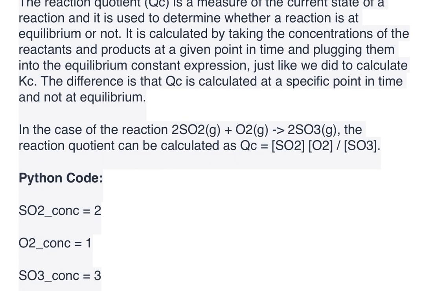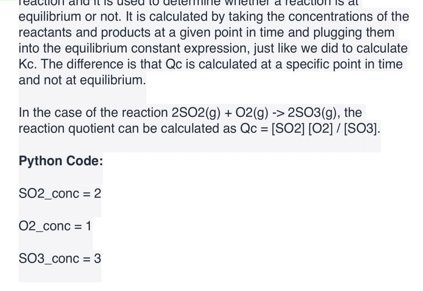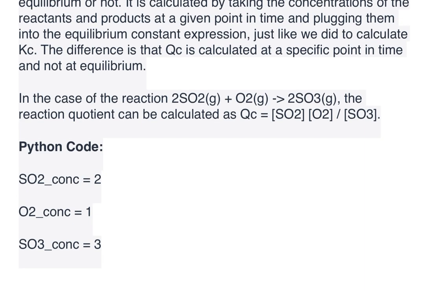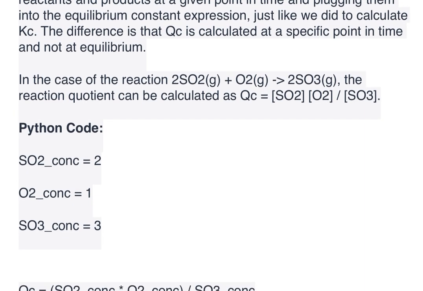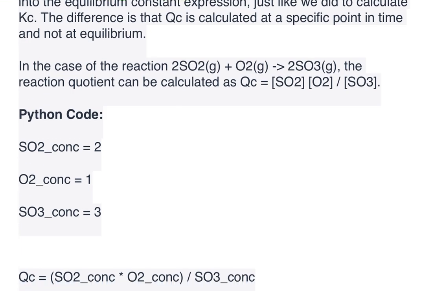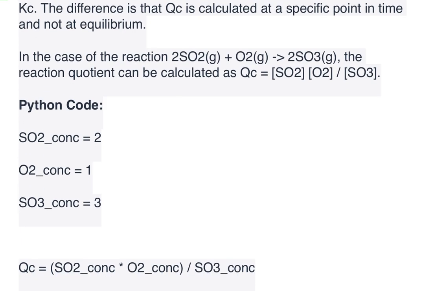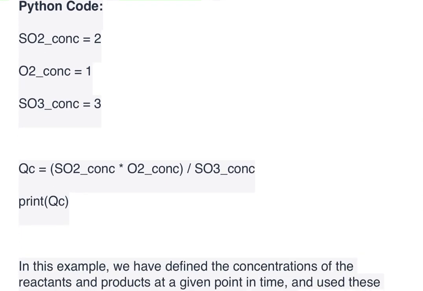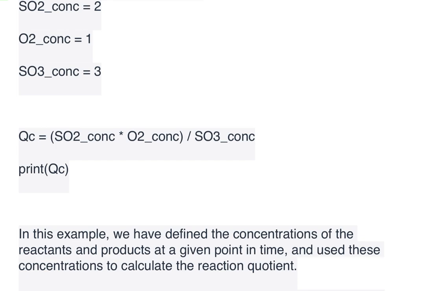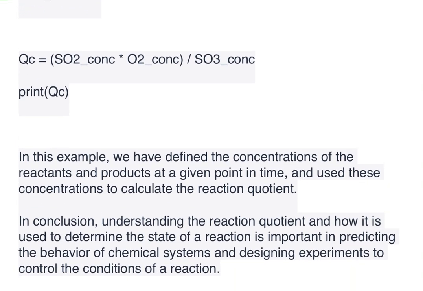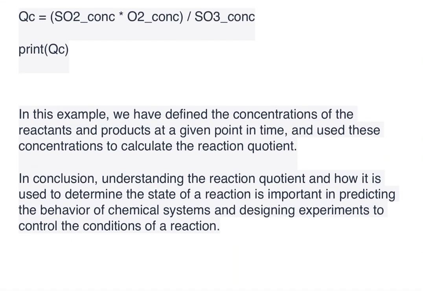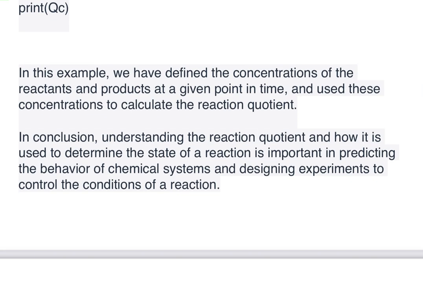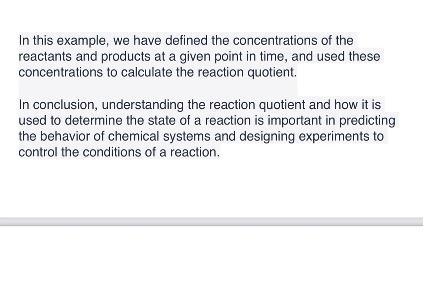In the case of the reaction 2SO2(g) + O2(g) ⇌ 2SO3(g), the reaction quotient can be calculated as Qc equals [SO3] squared over [SO2] squared times [O2]. Python code: SO2_conc equals a value, O2_conc equals a value, SO3_conc equals a value, Qc equals SO3_conc squared divided by SO2_conc squared times O2_conc, print Qc. In this example, we have defined the concentrations of the reactants and products at a given point in time, and used these concentrations to calculate the reaction quotient.